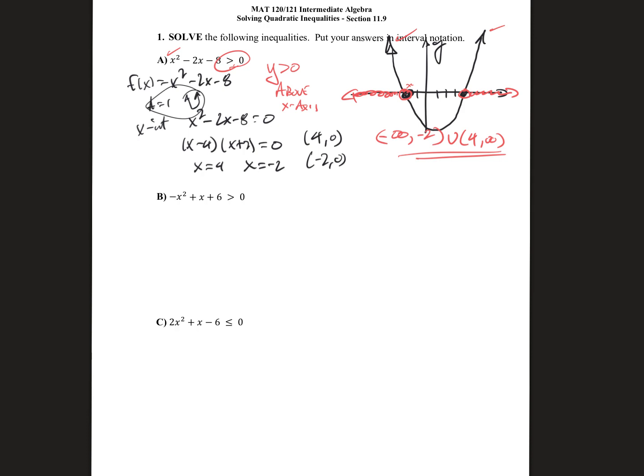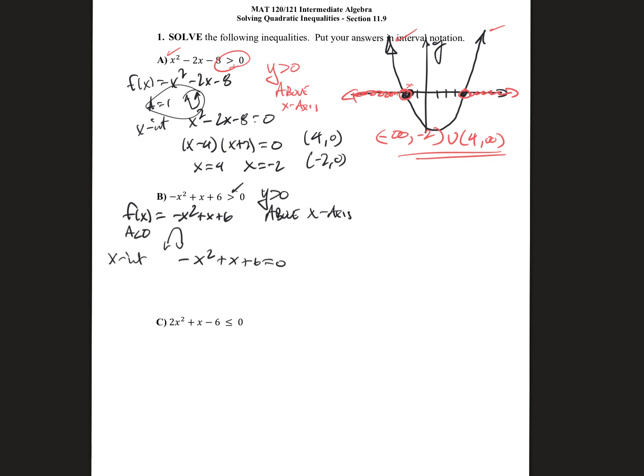So in the next round, our function, our f of x is negative x squared plus x. In this case, a is less than 0, so I know we're a parabola that's opening downwards. And again, we're looking for where we're above or greater than 0, so y is greater than 0. So once we get the graph, we want to know when we're above the x-axis yet again. So to help us out, we're going to find the x-intercepts.